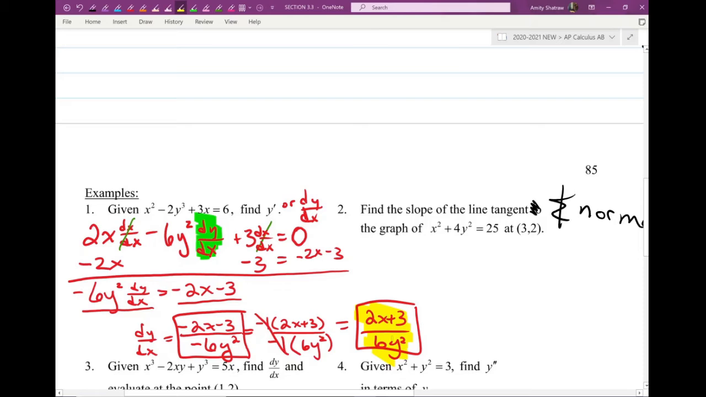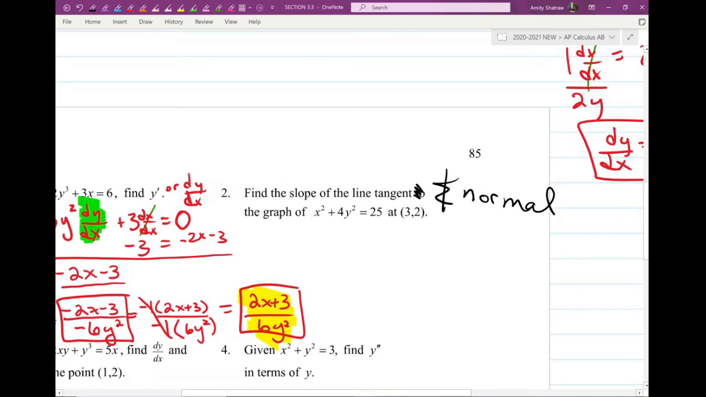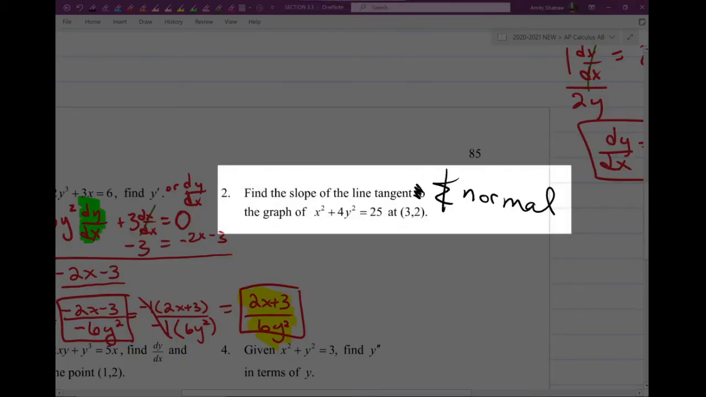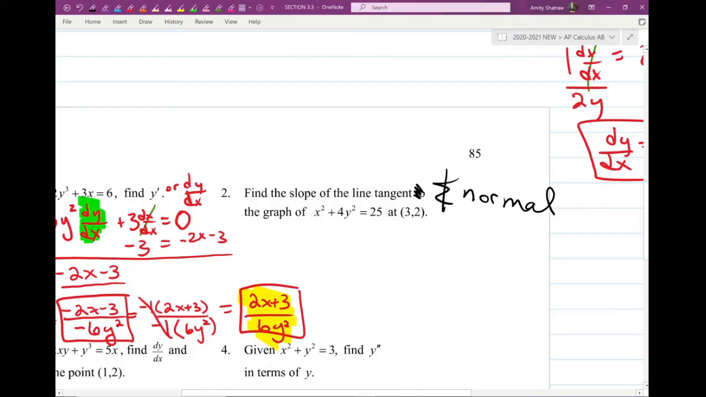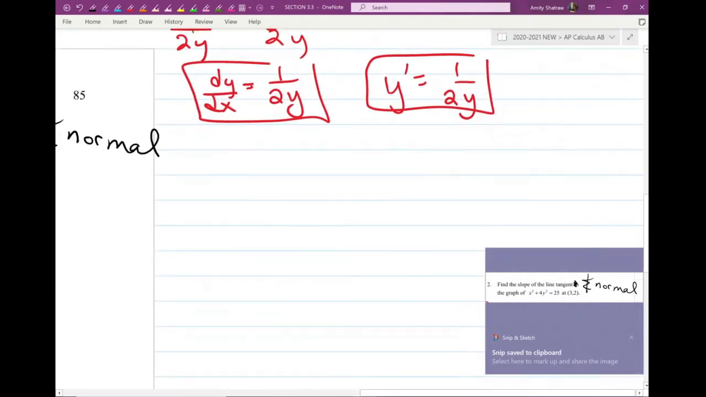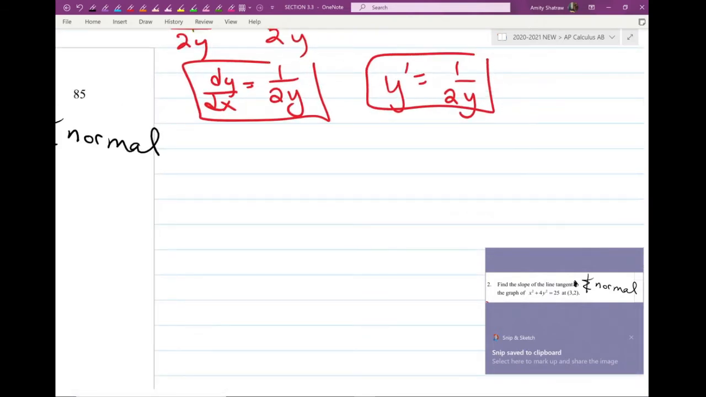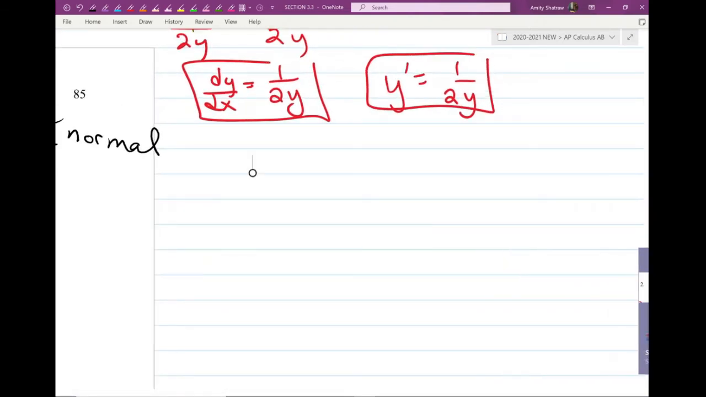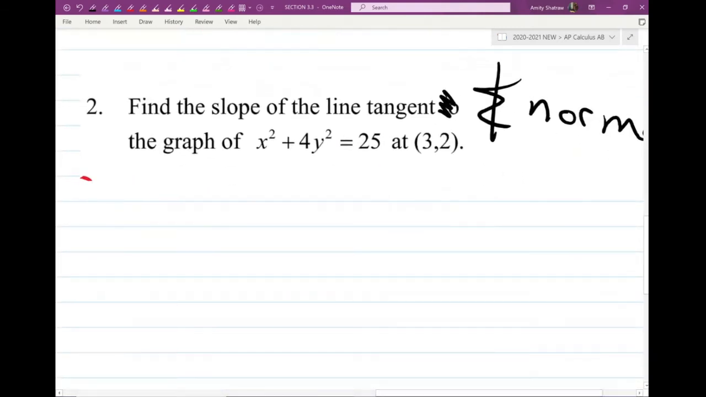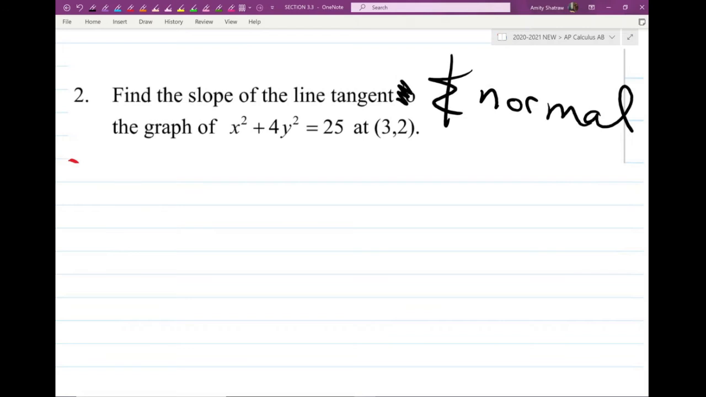For number 2, it says find the slope of the line that is tangent to and normal to this graph. And I don't know why my lecture notes have a typo in them. I'm looking at the answer key. I could see clearly that Mr. Taylor is wanting us to go over the idea of the normal, just in case you've forgotten it. So why don't we go ahead and do that? All right. And I always need a little bit more room.